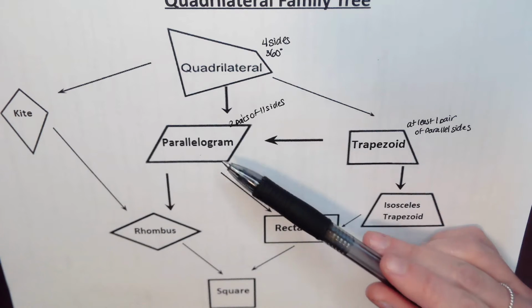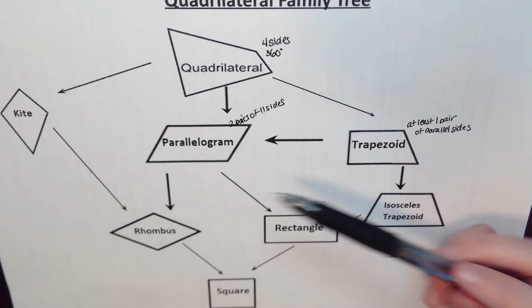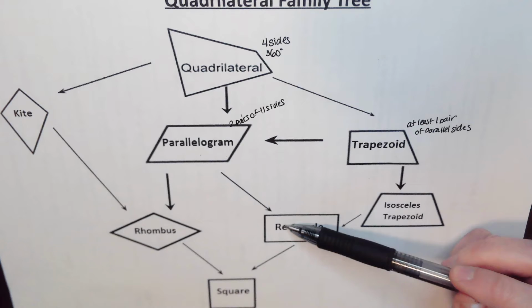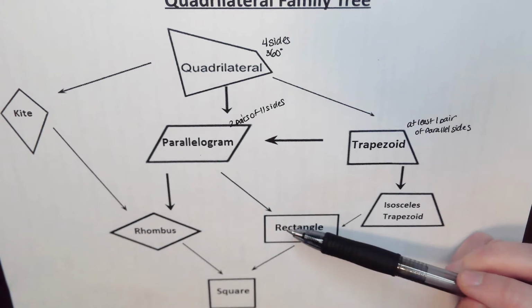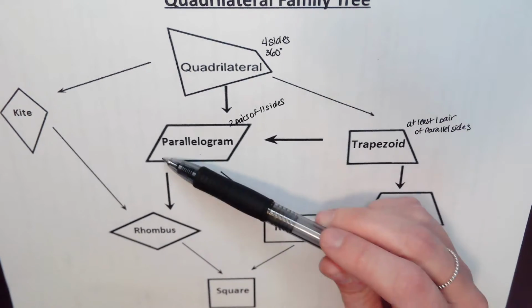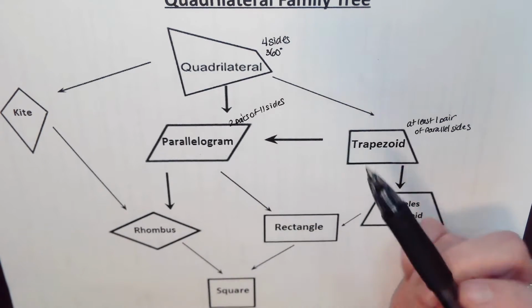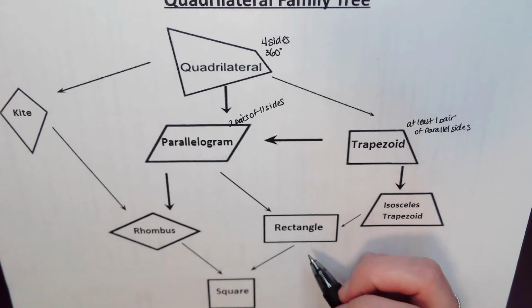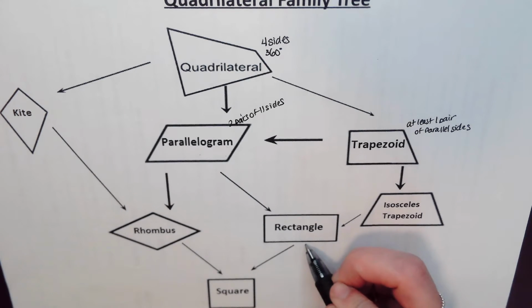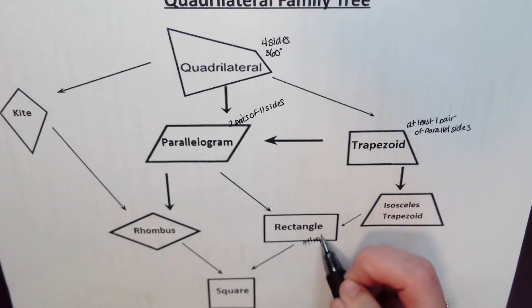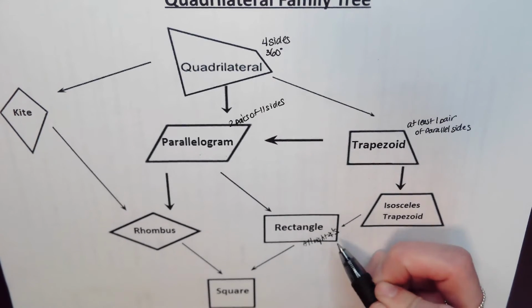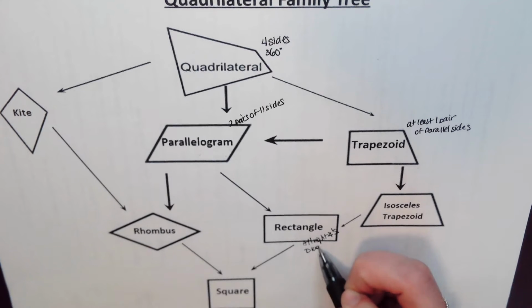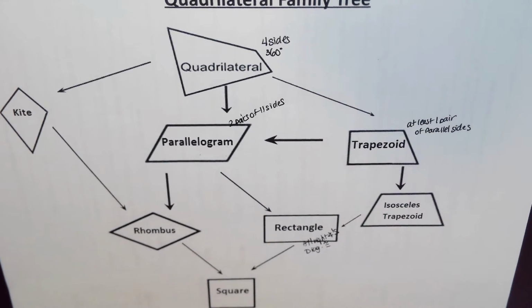So it'll still have both pairs of opposite sides congruent, both pairs of opposite sides parallel, opposite angles congruent, consecutive angles, so angles next to each other, will be supplementary. And the diagonals will bisect each other. But then we add on a couple more to rectangles that all the angles are going to be right angles. All right angles. And we know that your diagonals are going to be congruent in a rectangle as well.